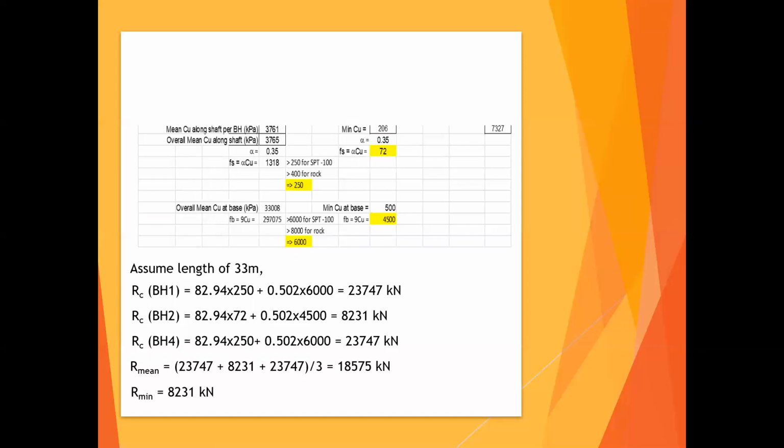In this case, you then take the mean of the 3 boreholes and you get 18,575 kN, which is very, very high, because it is predominantly governed by the rock. Even though it's governed by the rock, it is limited by the friction for the soil and end bearing for the soil. Now you look at the minimum. The minimum is borehole number 2, which is 8231.